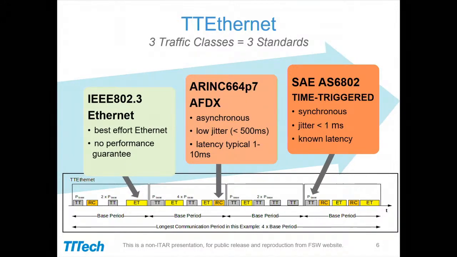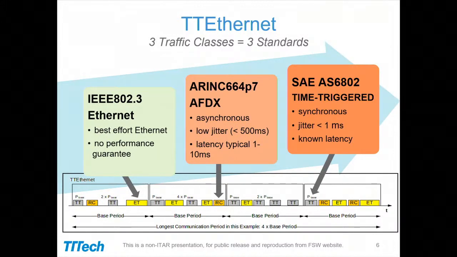All right, thanks, Bob. So Bob talked about TT Ethernet and some of the advantages of using it, but over the next few slides I'll talk about how it works and what the principles are behind it. TT Ethernet allows for the use of 3 different traffic classes. There's the basic IEEE 802.3 Ethernet, also referred to as best effort Ethernet. This comes with no performance guarantees at all. But a step above that is ARINC 664 Part 7, which is rate constrained. Basically, the amount of data that is sent out in a given length of time is restricted.